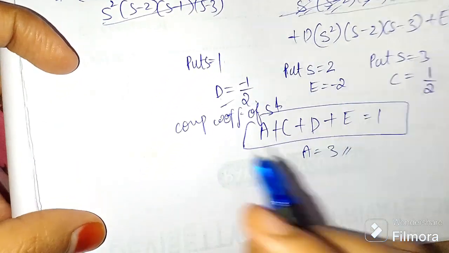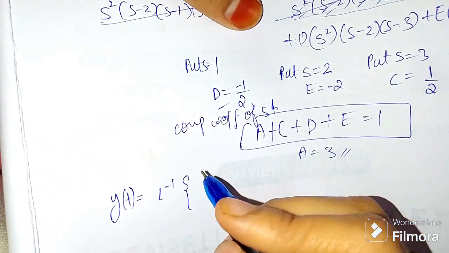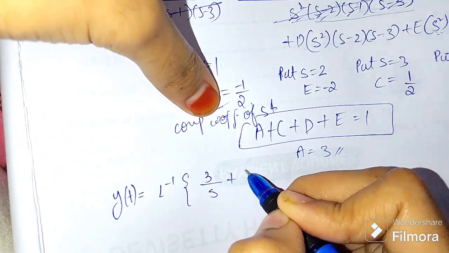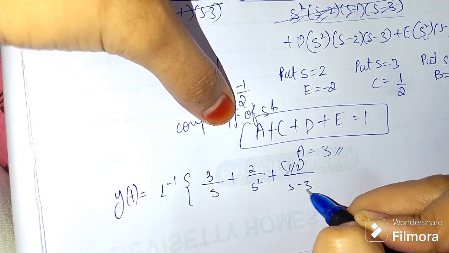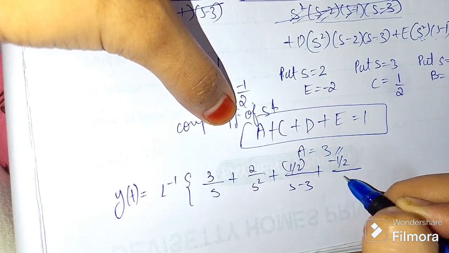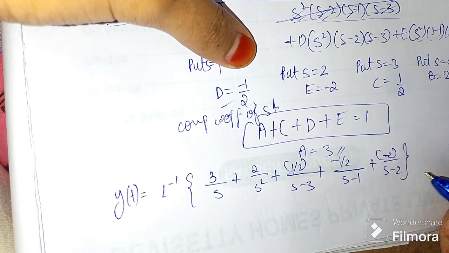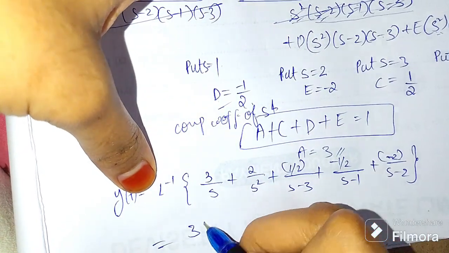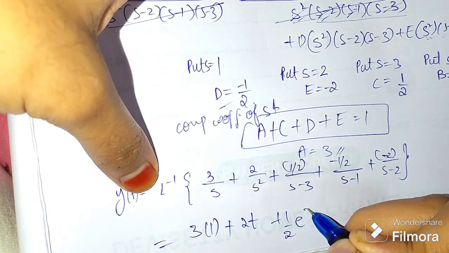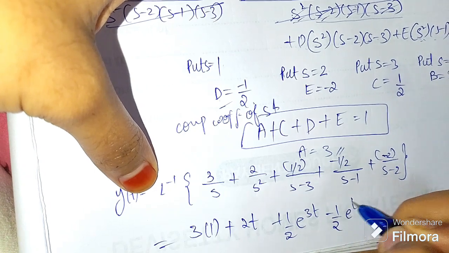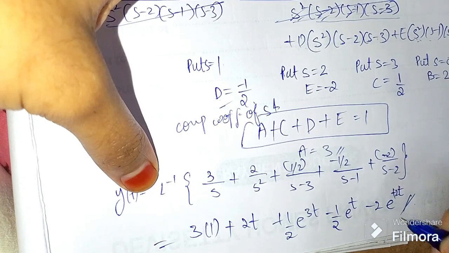So finally we'll write Laplace inverse of y of t, 3 by s plus 2 by s square, plus 1 by 2 by s minus 3, minus 1 by 2 by s minus 1, minus 2 by s minus 2. Now final answers. Laplace inverse of 1 by s is 1, s square is t, this is e power 3t, this will be e power t, this will be e power minus 2t. So these are your final answers.